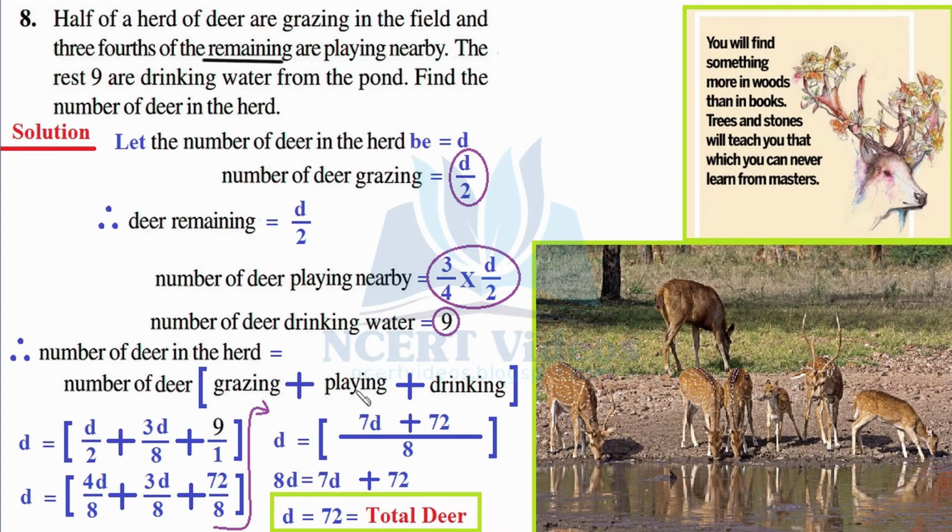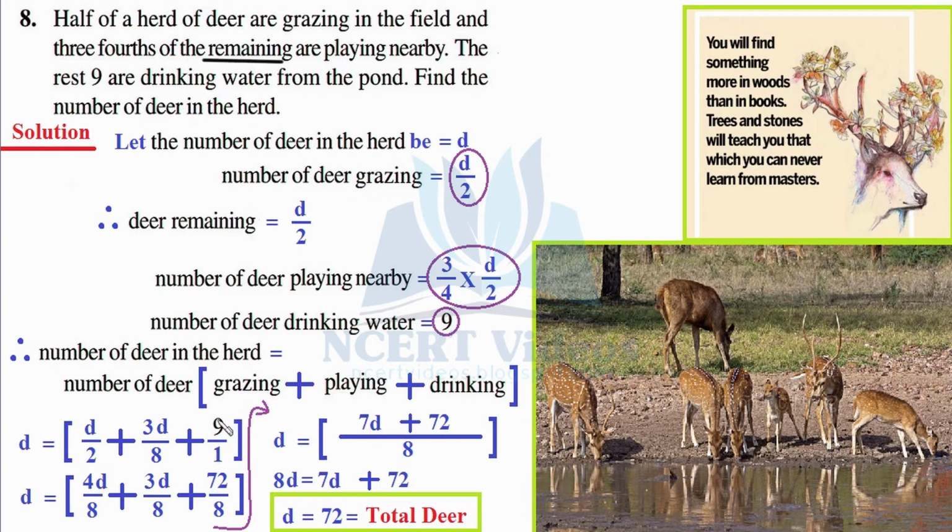How many of them are playing? Again, in terms of d, we have found the number of deer playing nearby equals 3 by 4 into d over 2. Let's solve it in our mind. So it would be 3d over 4 times 2, which is 3d over 8. The same has been written here.